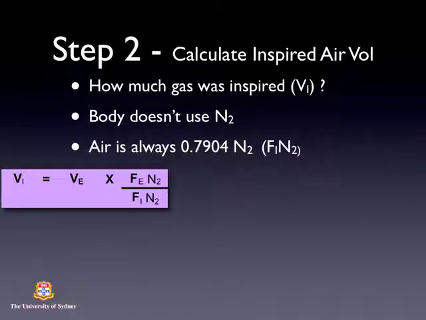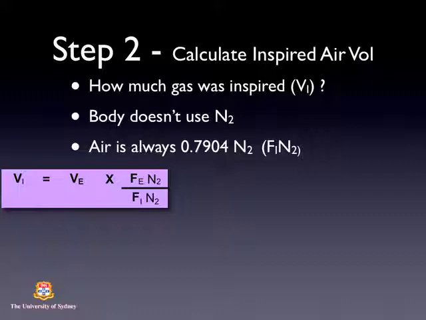Step 2, we calculate the inspired air volume. So we didn't measure this, we've got to calculate it. And this is where our knowledge of nitrogen comes into it. So we know air is always 0.7904 nitrogen. And we know that none of this nitrogen is going to be consumed or produced by the body.